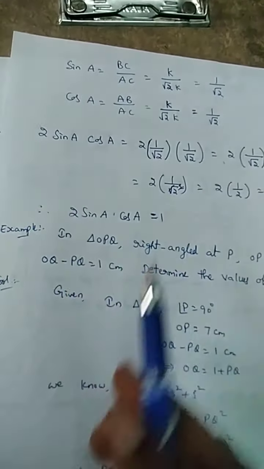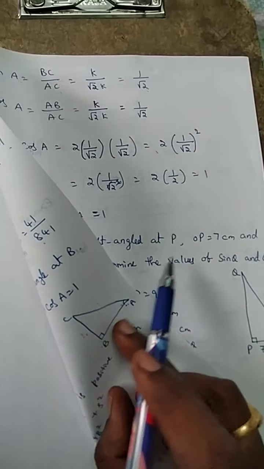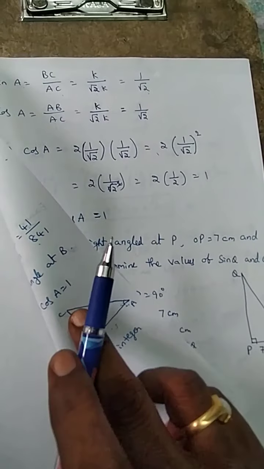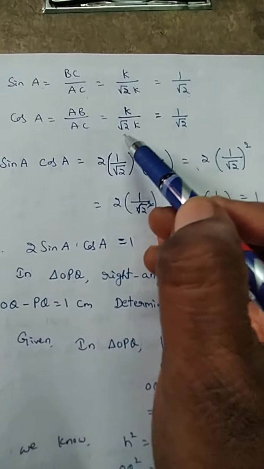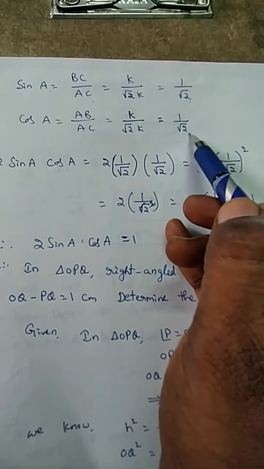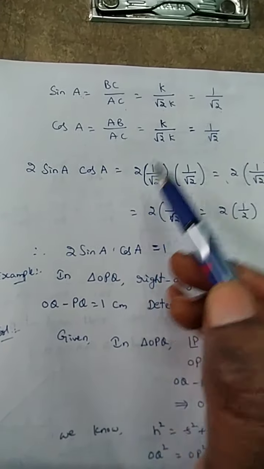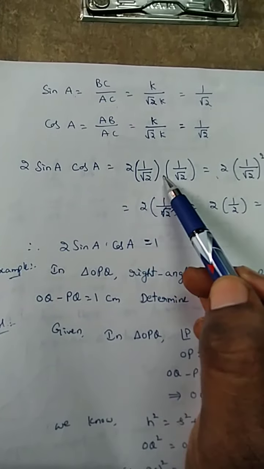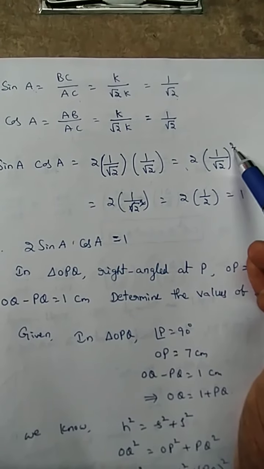Coming to cos A: adjacent by hypotenuse. What is the adjacent here? For A, the adjacent is AB. Hypotenuse is AC. AB by AC is equal to K by root 2 K. K cancels, so numerator 1, denominator root 2. Then 2 sin A cos A is equal to 2 into sin A, 1 by root 2, into cos A, 1 by root 2. 1 by root 2 into 1 by root 2 is 1 by root 2 whole square.